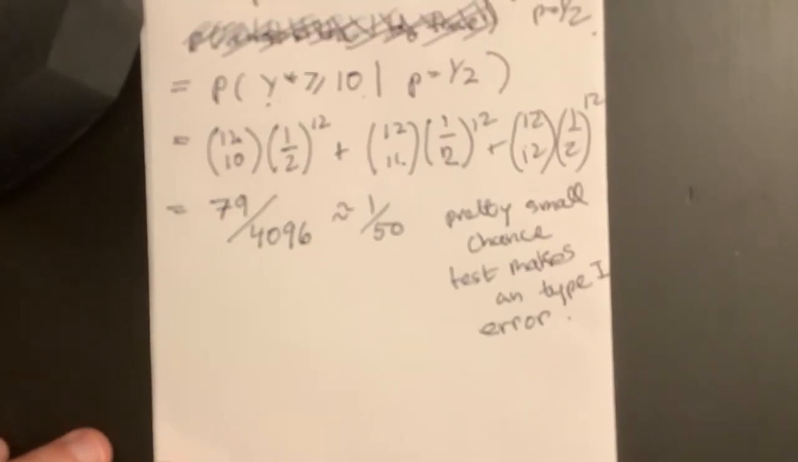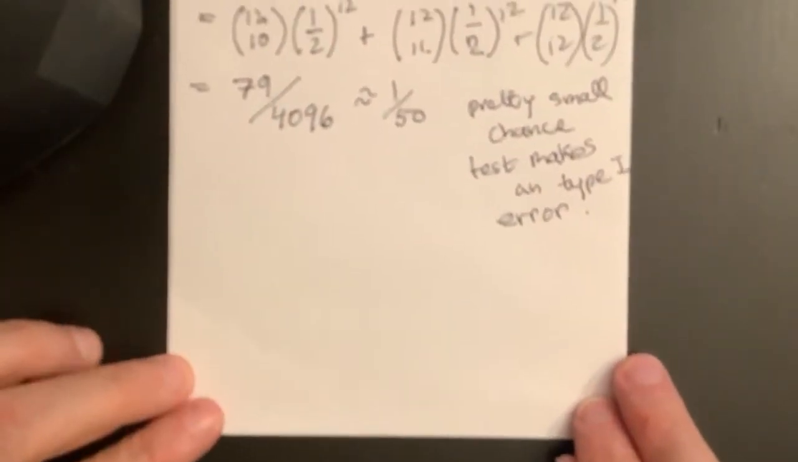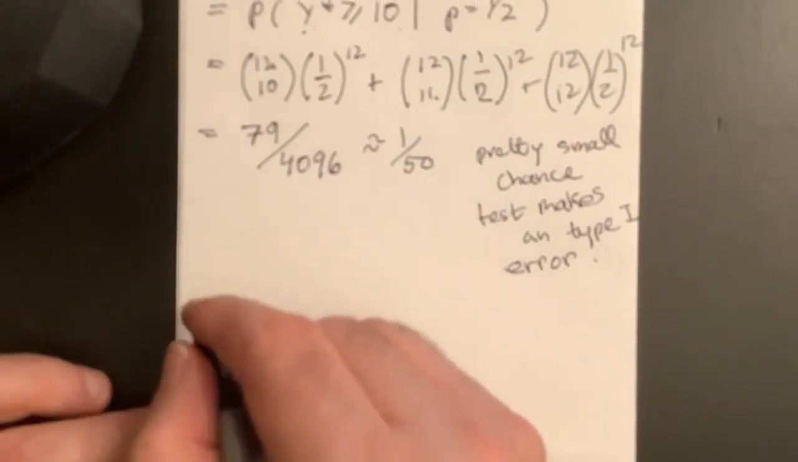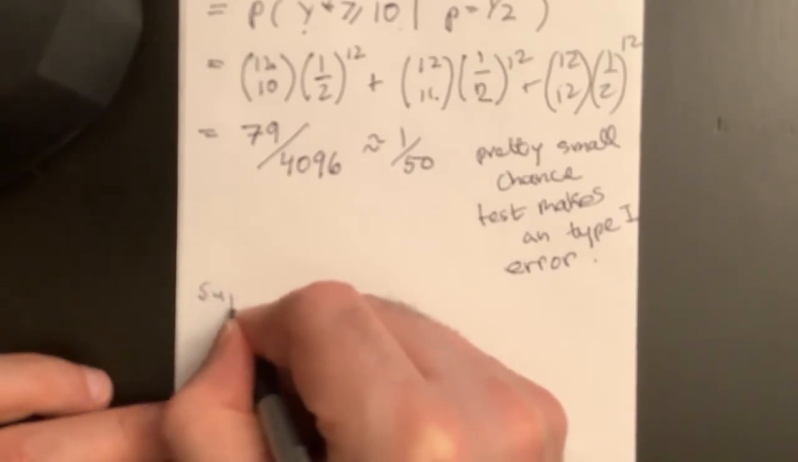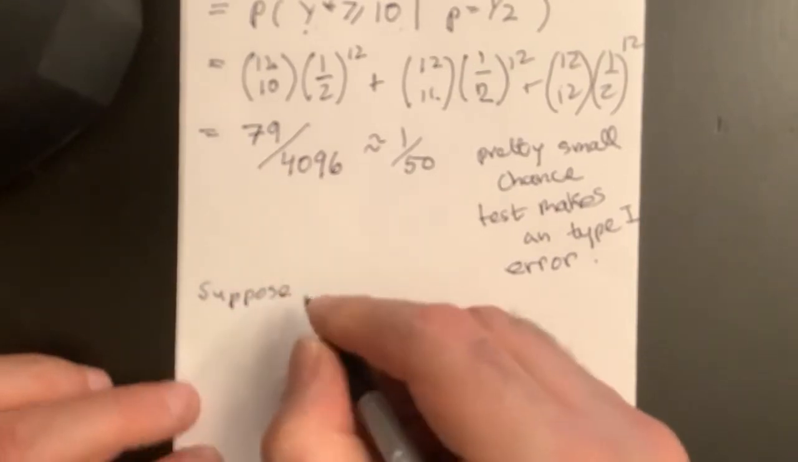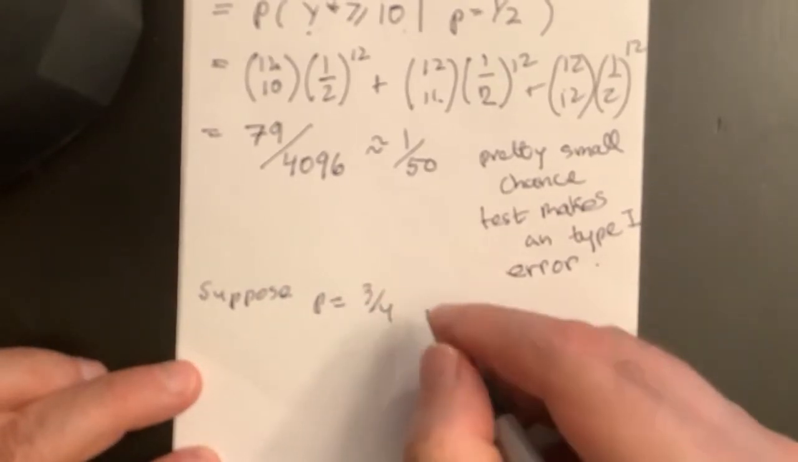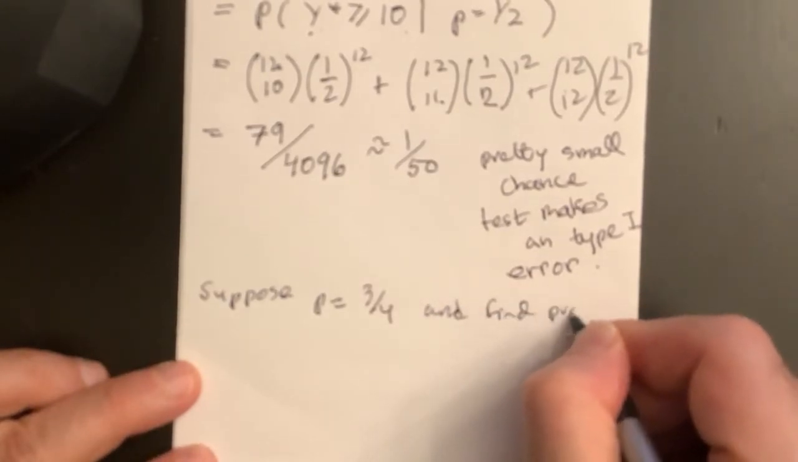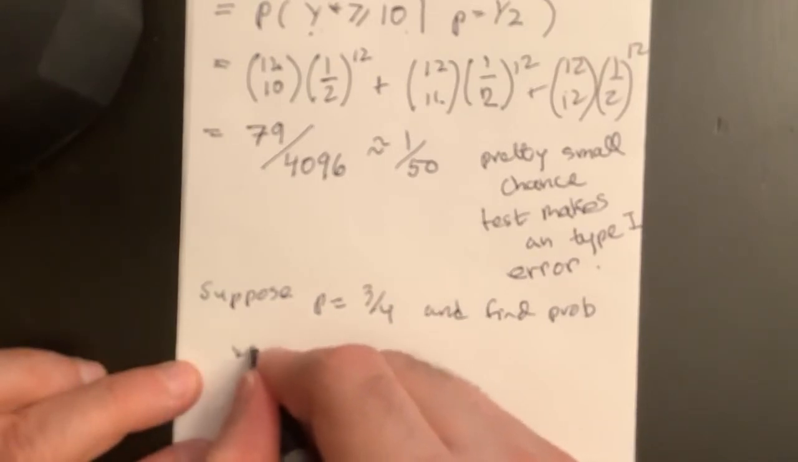Okay, now for the type 2 errors, so for type 2, we have to have a p that's bigger than 2. So now let's do another one. So suppose now p equals, say, 3/4, and find the probability we make a type 2 error.